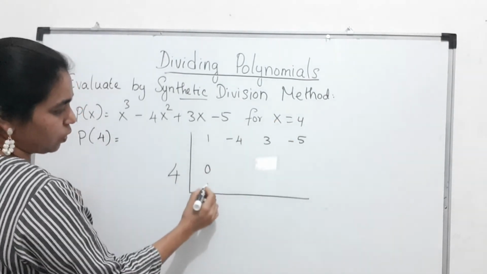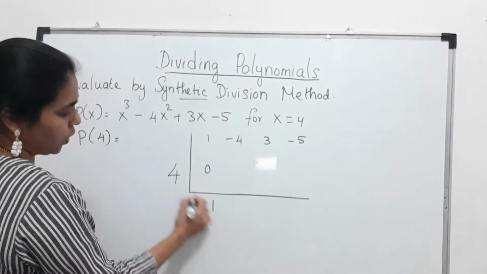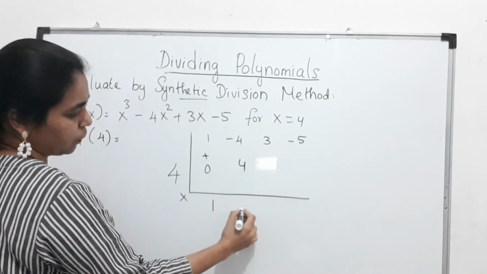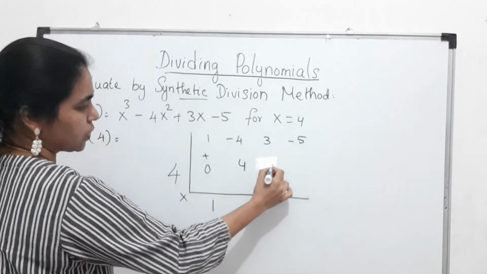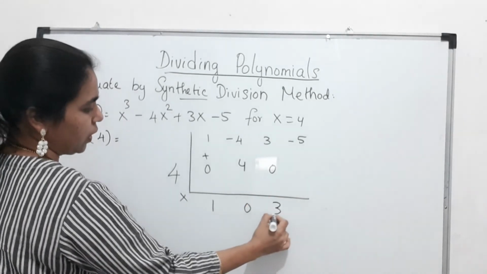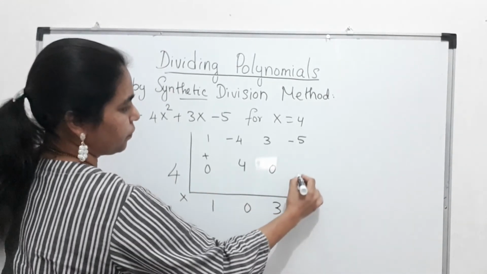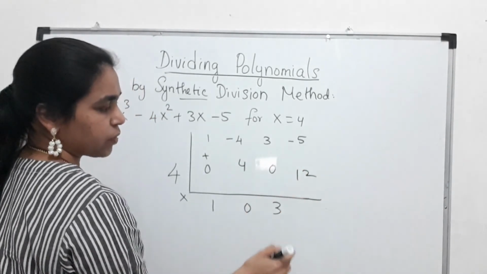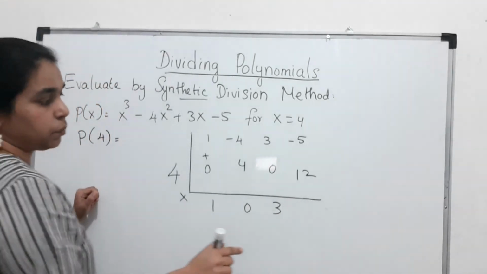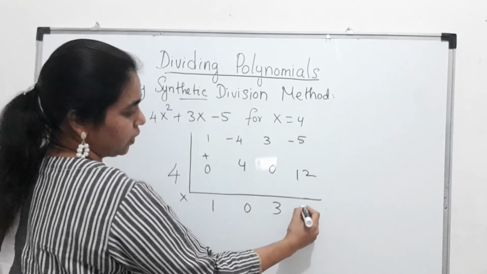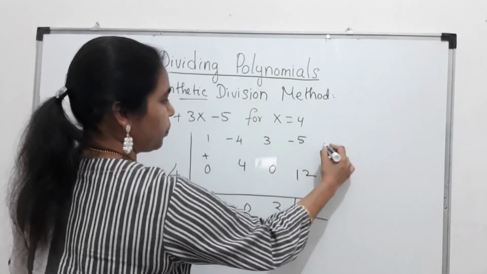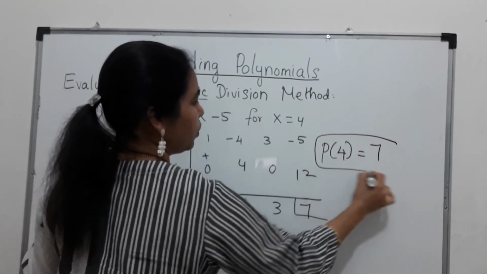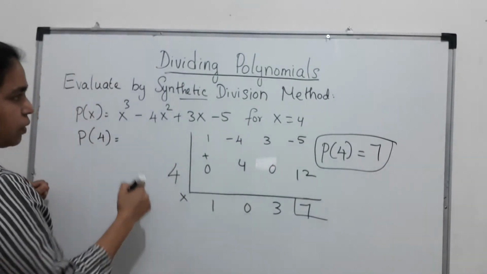So again put 0, and 1 plus 0 will be 1, 1 times 4 will be 4, and minus 4 plus 4 will be 0, and 0 times 4 will be 0, so 3 plus 0 will be 3, 3 times 4 will be 12. Okay, so when you add these two, one is minus and one is plus, so you have to subtract and put the sign of the bigger number. So 12 minus 5 will be 7. So the value of p of 4 is equal to 7. Okay, so this is how you can find it using synthetic division method.